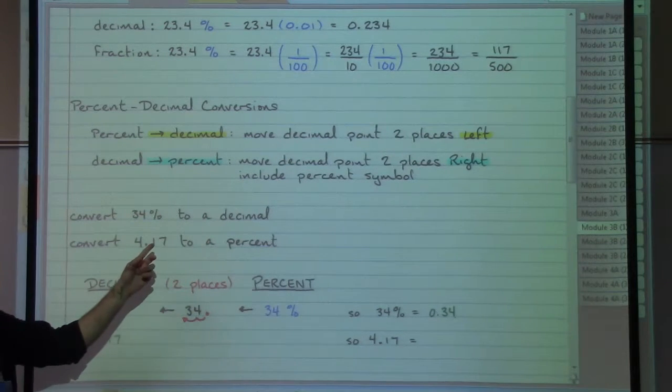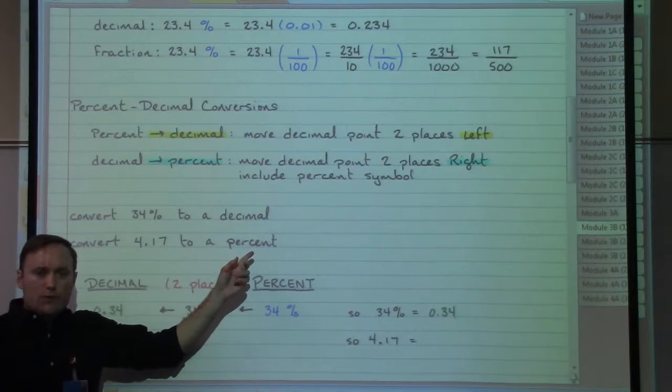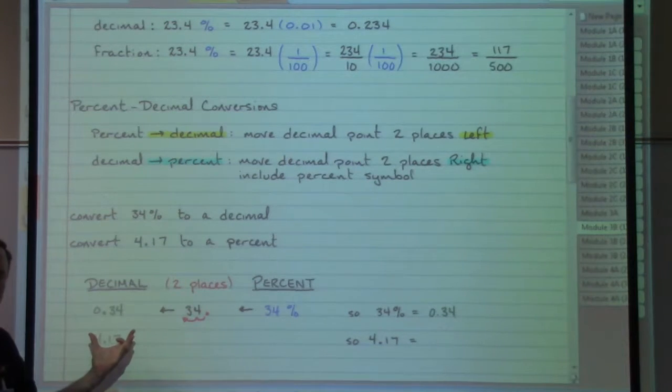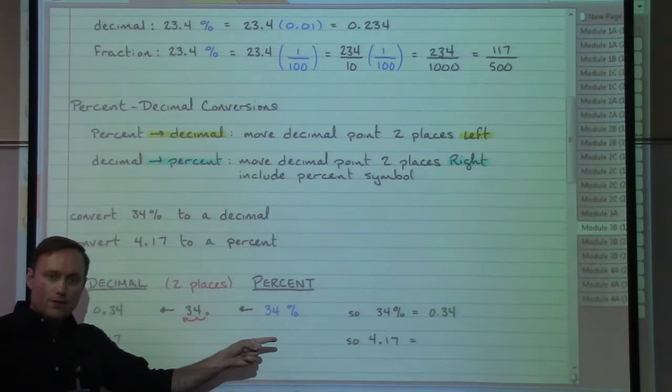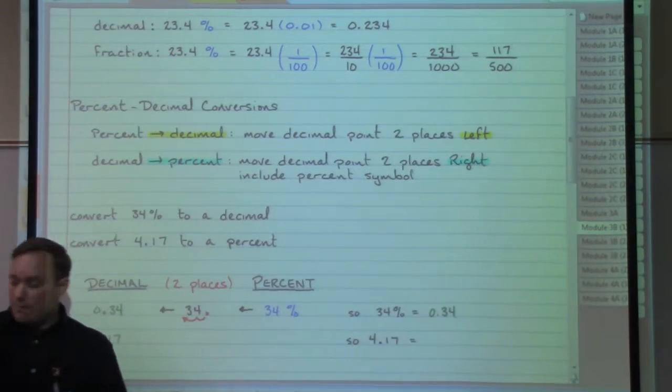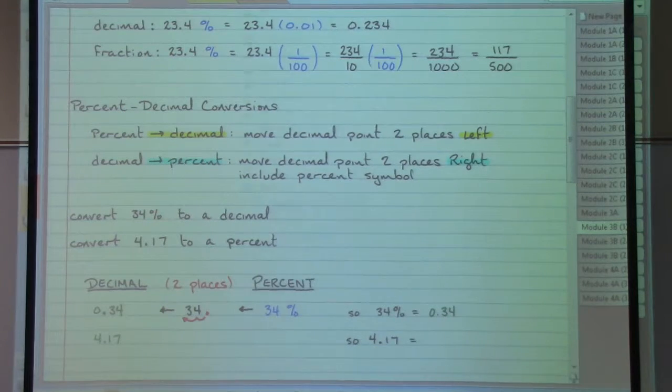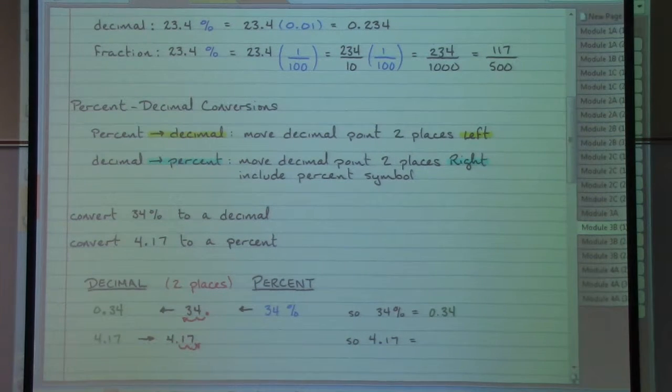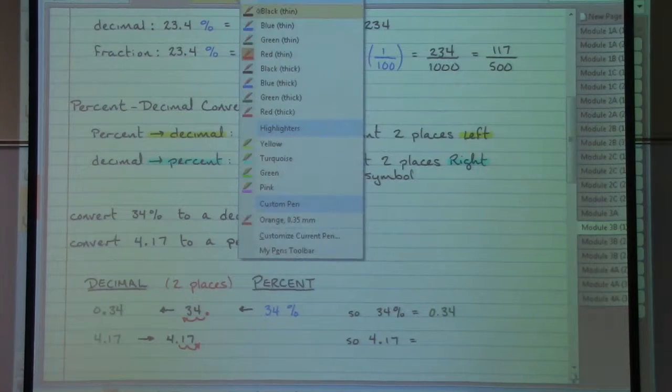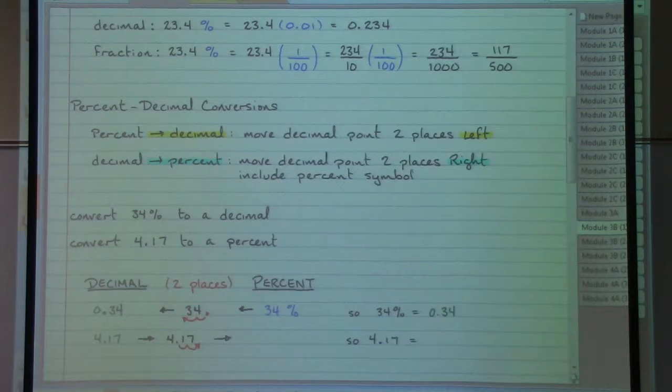Flip-flop, if instead we're starting out with a decimal number and we want to convert it to a percent, we'll go ahead and take that regular old number and put it into our decimal column. In order to fill in the other part of our table, we would have to go to the right, to the percent column. So that's reminding me that I would want to start with that 4.17. I would want to take the decimal point that already appears and move it 2 places to the right.